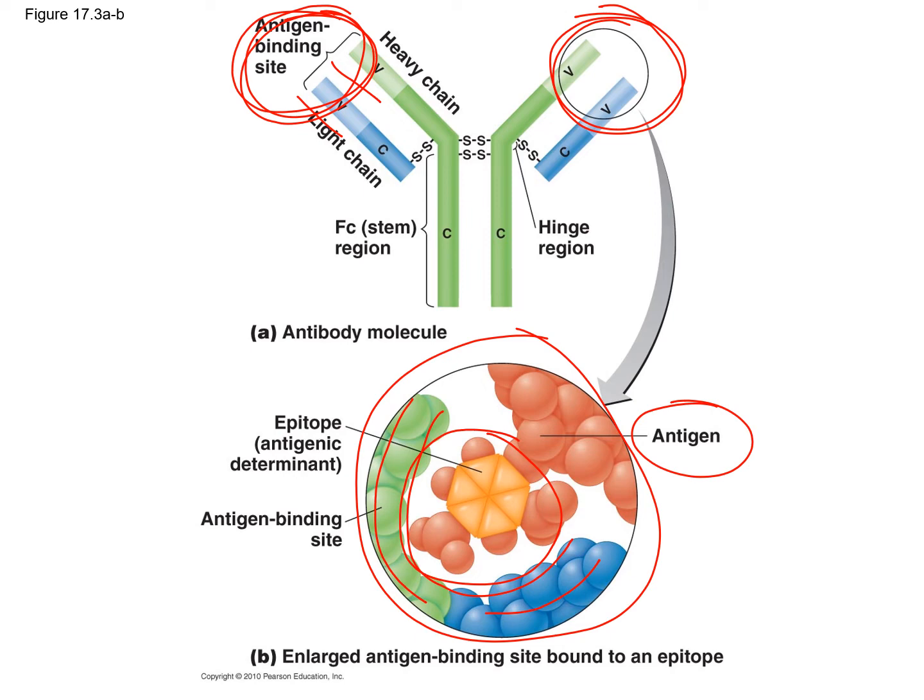And one last thing about antibody structure is on the constant region of the heavy chain, there is a complement binding site. That's not written on this diagram, but on the heavy chain constant region of the antibody, you have a complement binding site.